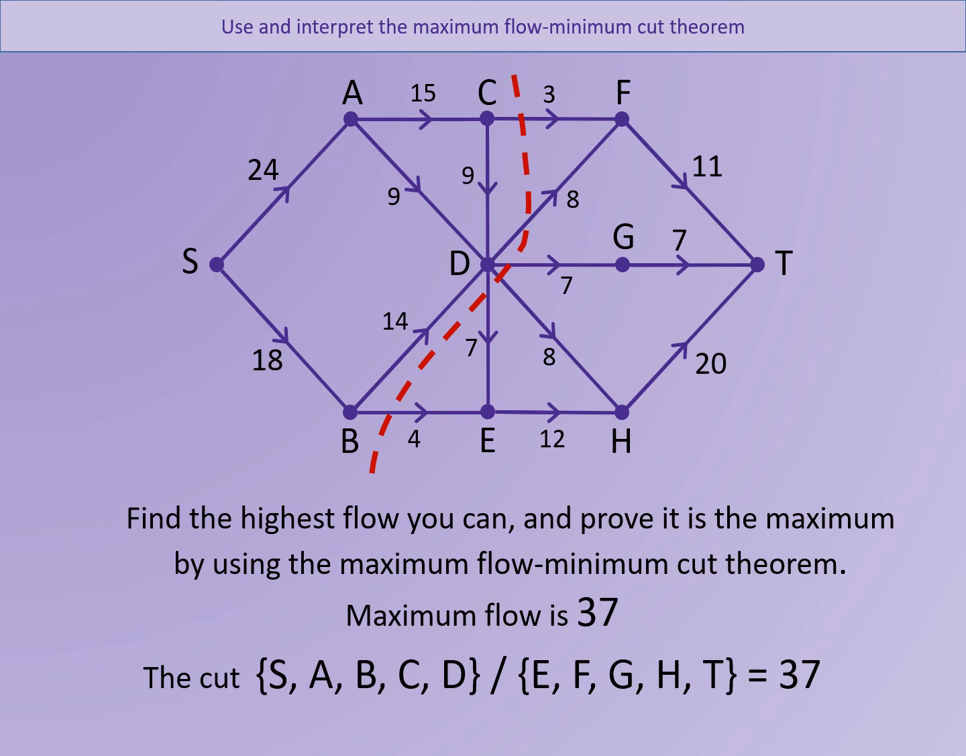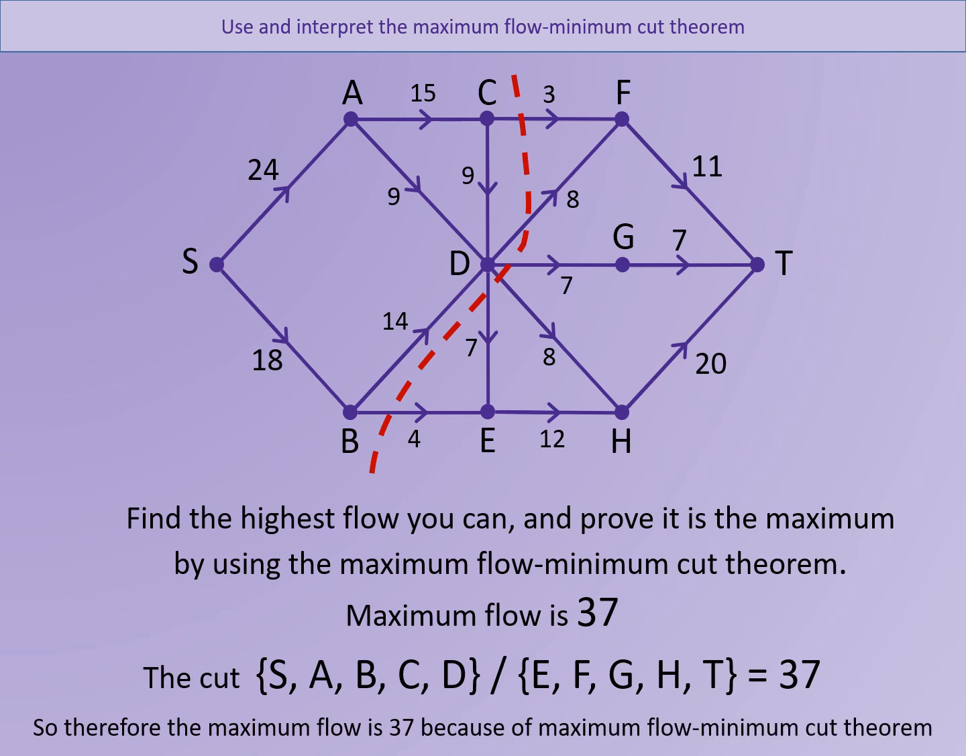So we can say because we've found a flow of 37 and we've found a cut of 37, then the maximum flow minimum cut theorem tells us that we have found the maximum. And that maximum is 37. So you would need to state this if you're writing this in a question.